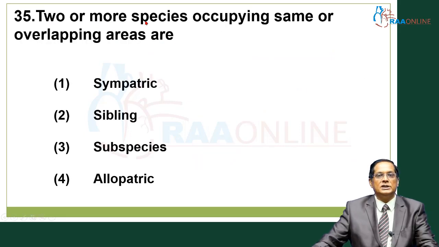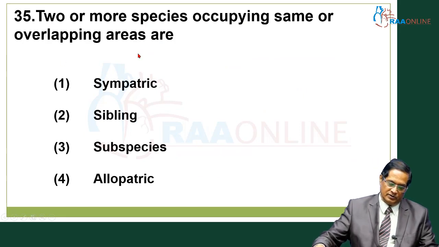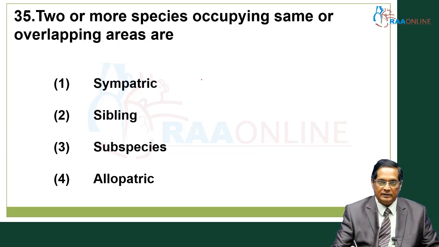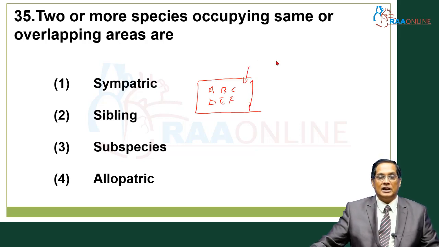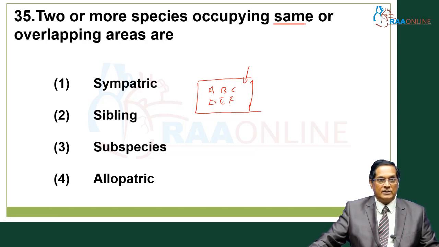Two or more species occupying same overlapping area. Look here. This is area in which see A, B, C, D, E, F. Different types of species, but they are in one area. They are from the same area. If the area or geographical area is same, then they are termed as sympatric.